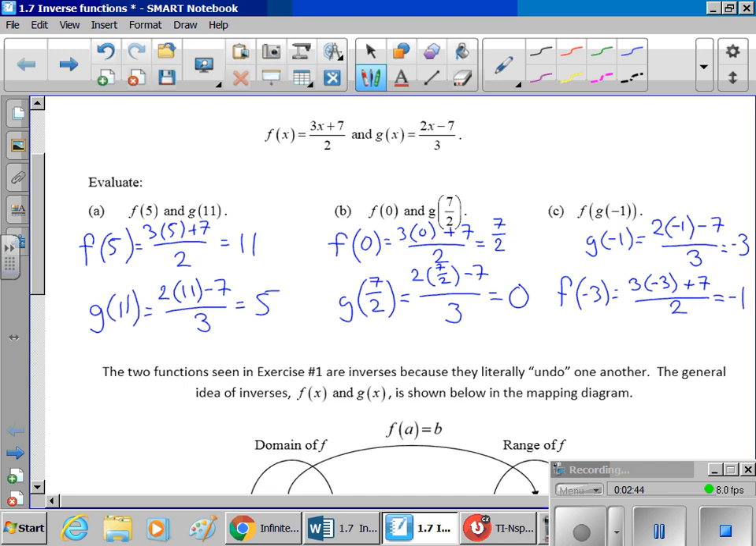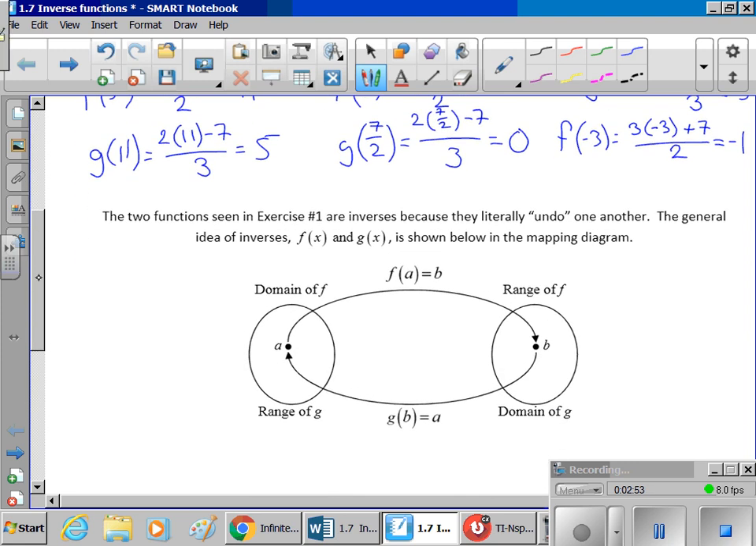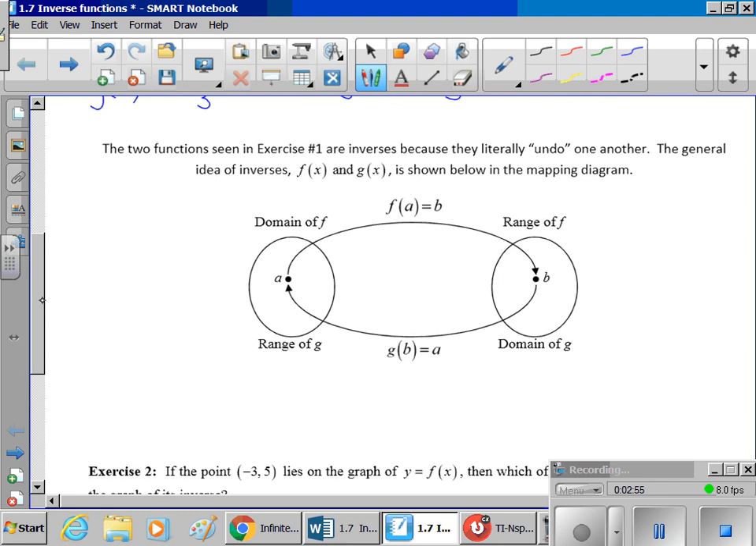So when we compose them, a number gets sent back to itself. And this, it turns out, is the definition of an inverse function. So the two functions seen in exercise 1 are inverses because they literally undo one another. The general idea of inverses, f of x and g of x, is shown below in the mapping diagram.